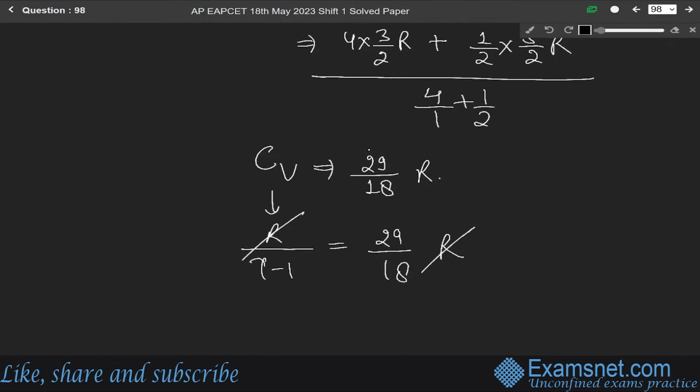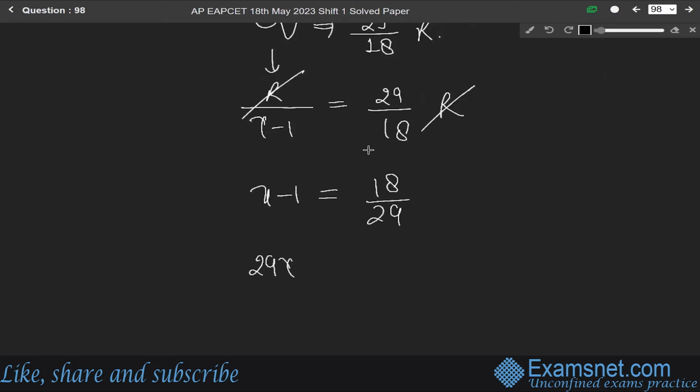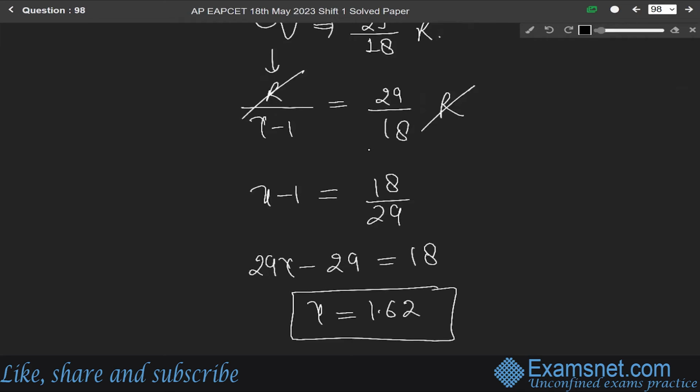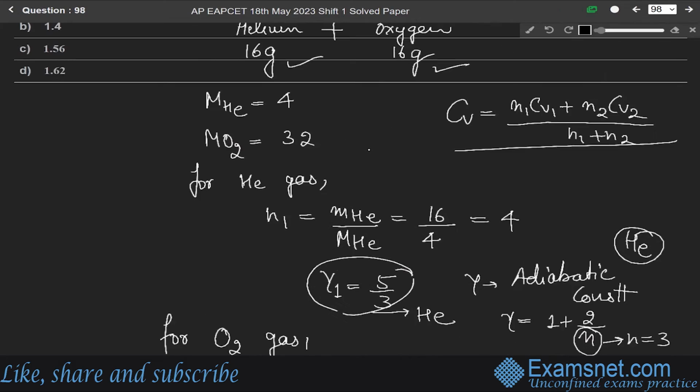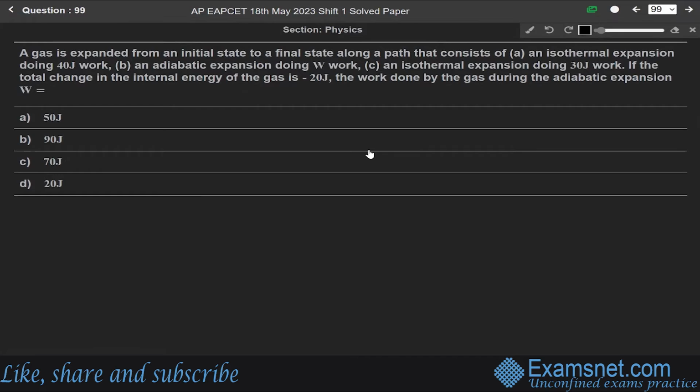Since we know that Cv means R over gamma minus 1, so it will be 29 over 18 into R. This R cancels. So solving it, we get gamma minus 1 equals 18 over 29, meaning 29 gamma minus 29 equals 18. So solving it, we get gamma equals 1.62. So for this mixture of helium and oxygen, we get the value of gamma as 1.62. Option D is the correct answer. Okay. Now next question, 99.